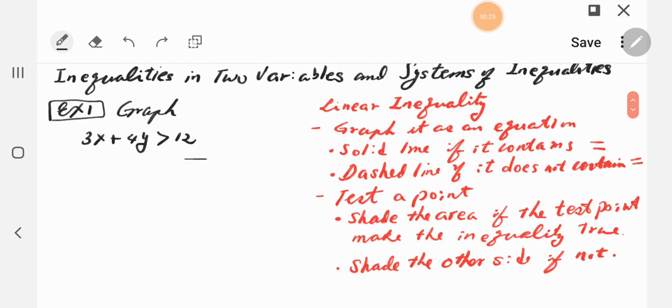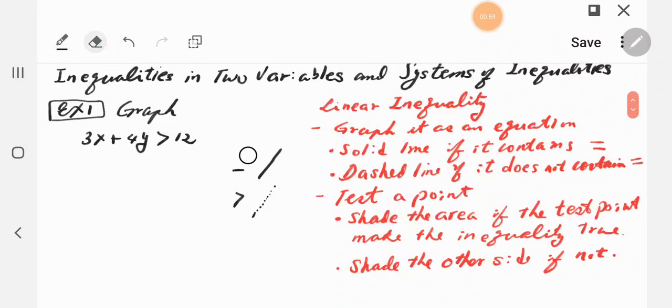So when we graph this, we need to first graph the straight line. If the inequality does not contain the equal sign, the straight line will be a dashed line. If the inequality contains an equal sign, then the graph will be a solid line. If it does not contain the equal sign, just like this, then the line will be a dashed line, the dotted line.